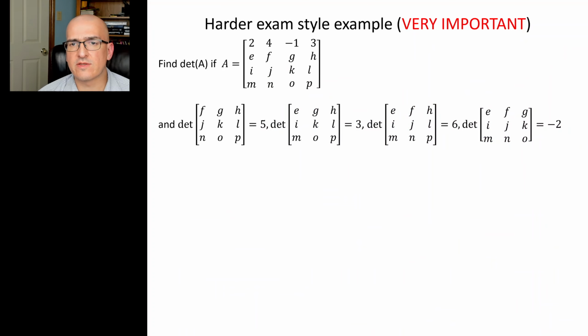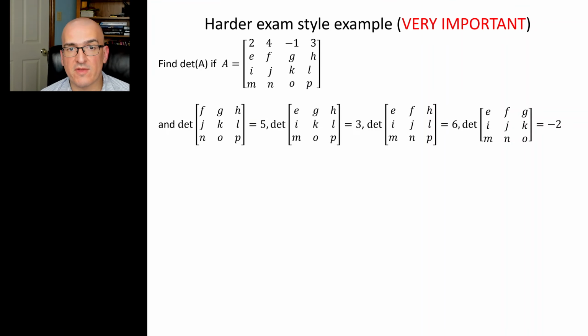The next one says that you're asked for the determinant of A, where A has letters and numbers in the matrix, and it tells you what the determinants of some other letters are. Determinants of FGH, JKL, NOP is equal to 5, and the determinant of EGH, IKL, MOP, like where are these coming from? And what you have to do is you have to think about how can you combine the information that's given below, how can you use that information to construct the determinant that's asked for.